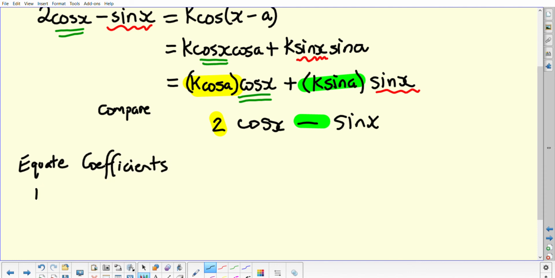And I'm going to write down my two mini equations. So I get k cos A equals 2, and I get k sin A equals negative 1.